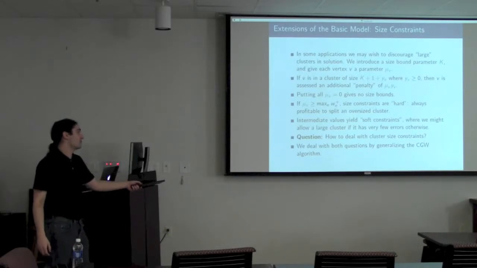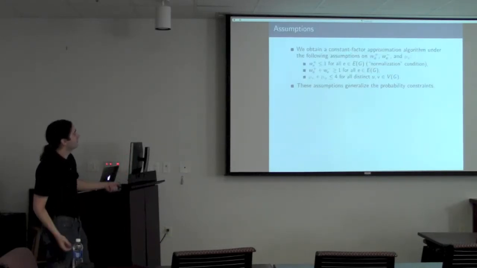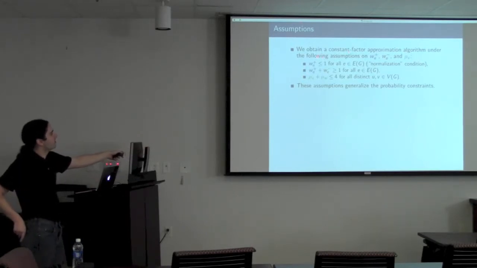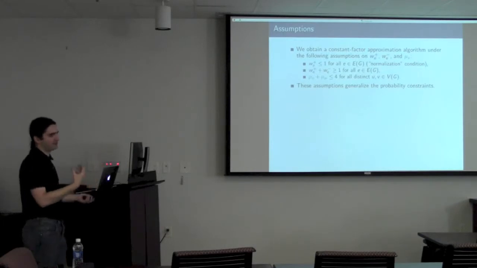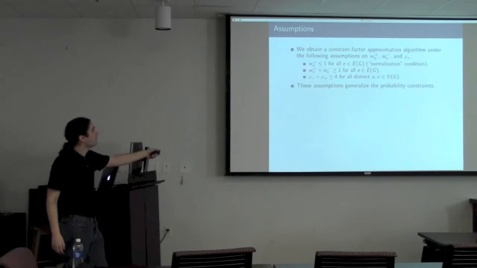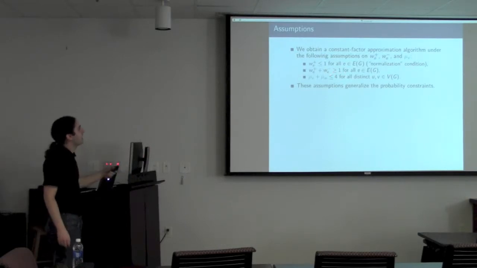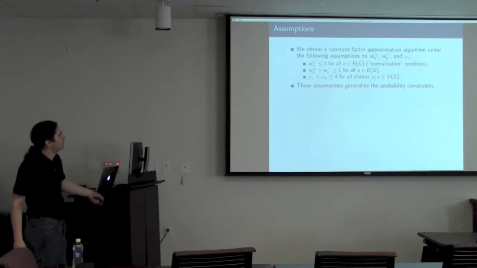And when I say deal with both questions, of course I don't mean that you get completely general weights, but we'll get something more general. So we can get a constant factor algorithm if we make these assumptions on the weights. We'll assume all the positive weights are at most 1. And you can really think of that as just normalizing: if I had one that was too big, just divide through. We're also going to assume that for any edge, the sum of its weights should be at least 1. And we've also got this assumption that the sum of the mu's is at most 4.